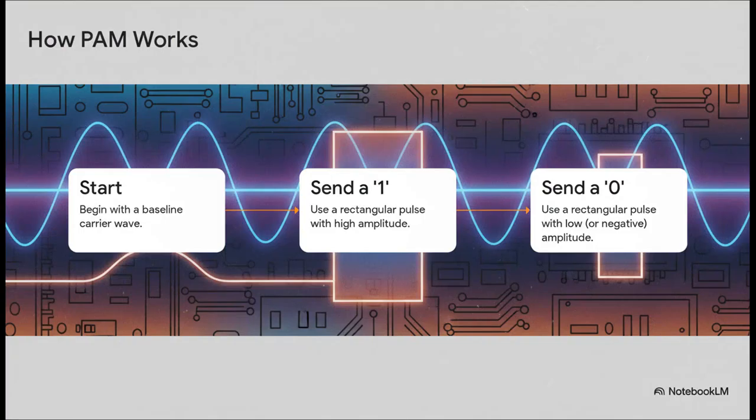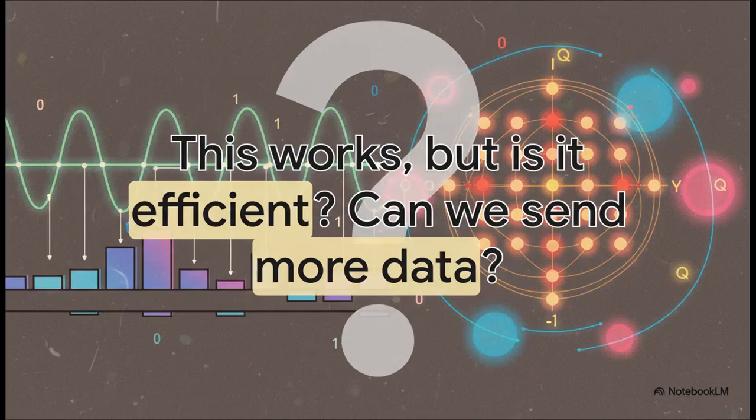In its most basic form, it works just like this. You've got your signal. To send a 1, you send out a pulse with a high amplitude. To send a 0, you send one with a low amplitude. High, low, high, high, low. You are literally drawing the digital code as a physical waveform. And this works. It's a solid system. But you know where this is going.